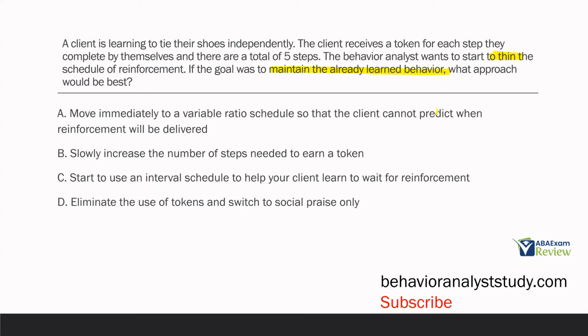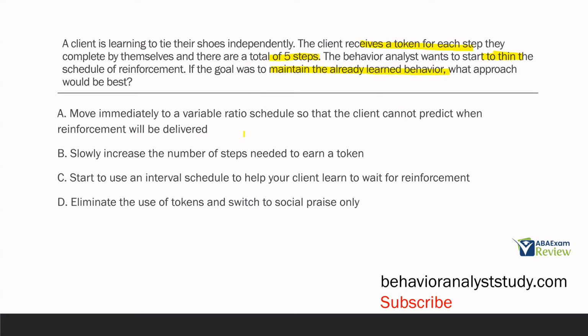So if you want to maintain the already learned behavior and then the schedule, what do we need to do? Because right now, the client receives a token for each step. Each step they complete by themselves, and there are a total of 5 steps. Each time they get a step right, they get a token, or a total of 5 tokens every time. A lot of reinforcements. We've got to be smart about how we thin the schedule to maintain the learned behavior.